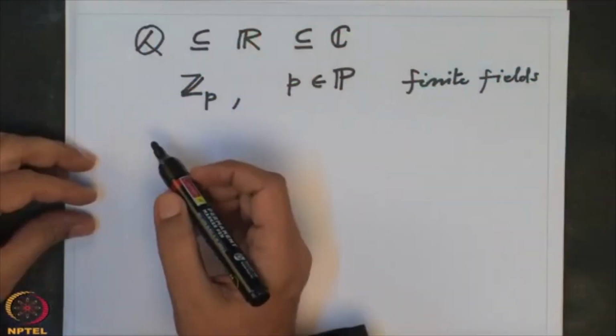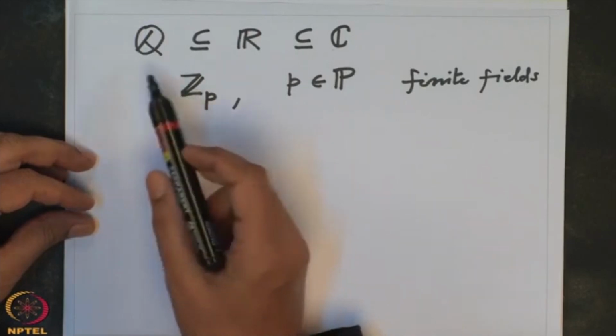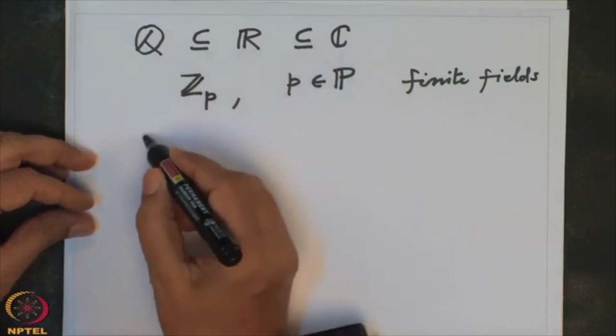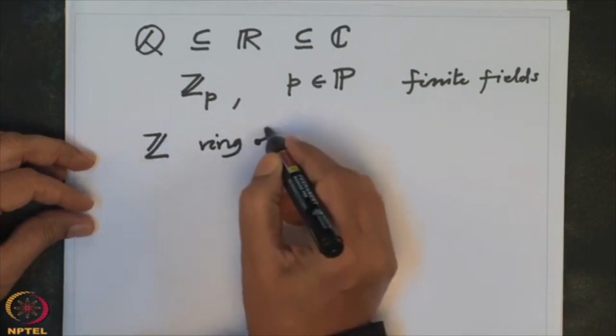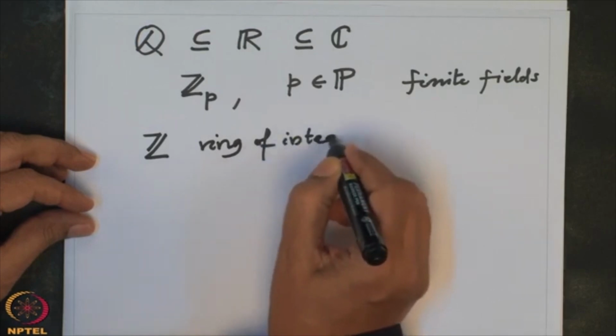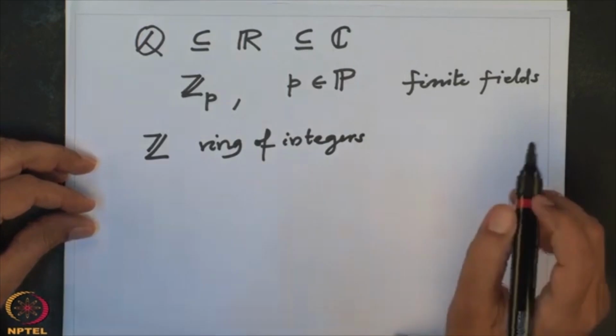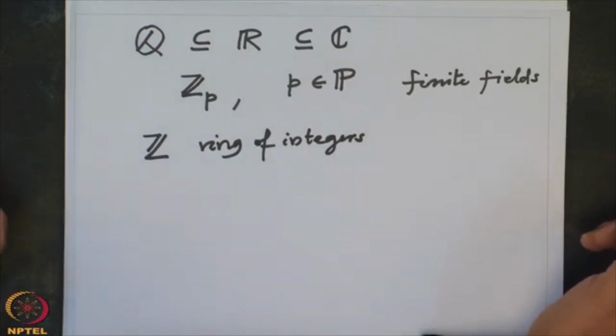But before I do all these things, I need more general examples of rings. The only examples of rings we know so far are, apart from these fields, the ring of integers. This is the ring of integers. And I want to construct more examples from the given examples. That will always be our strategy, to construct more examples from the given examples. So this process will be natural in some sense.